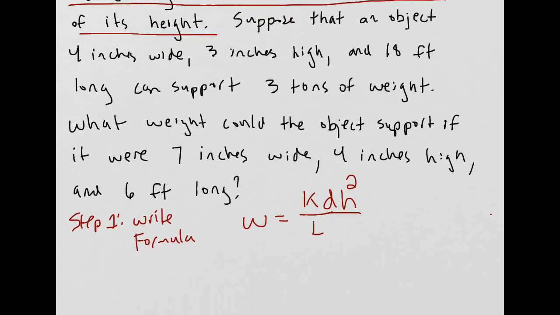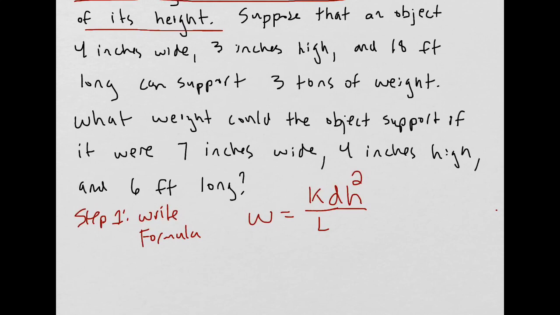Step 2 then, as I mentioned in the background situation, k is a constant. That constant is going to change depending on the situation, but for any specific situation, once k is known, it's going to stay that number. So our next step is to find k. If we look at the next sentence, it says, suppose an object 4 inches wide, 3 inches high, and 18 feet long can support 3 tons of weight.